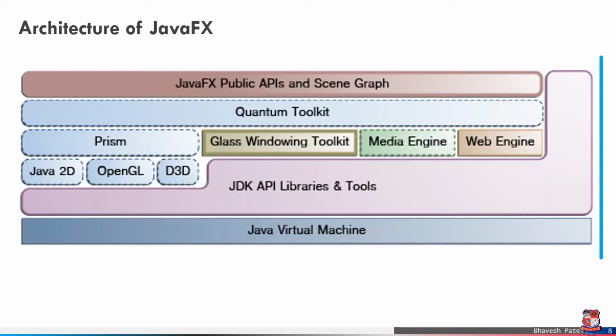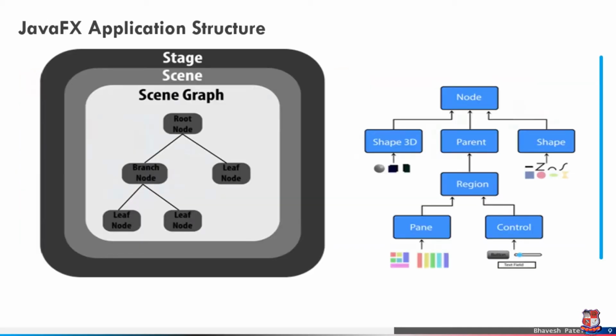Media Engine. By using Media Engine, the JavaFX application can support playback of audio and video media files. JavaFX Media Engine depends upon an open source engine called GStreamer. The package javafx.scene.media contains all the classes and interfaces that provide media functionality to JavaFX applications. Then come the JDK API library and toolkit and the Java Virtual Machine. A JavaFX application structure contains stage, scene, and scene graph.